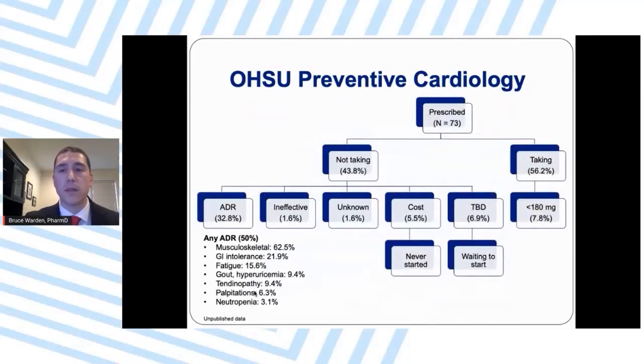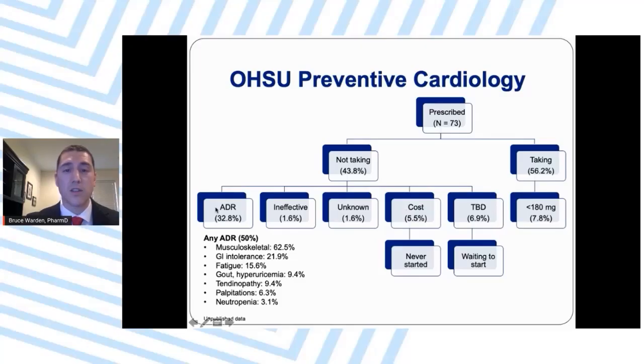If we look at the 73 that were prescribed, there's a few important points that I want to highlight, and that is almost 44% of our patients are currently not on therapy. Now, a portion of these, they're pending. We're waiting for them to get insurance approval or pick up the medication from the pharmacy. Despite our cost-saving measures, a portion of patients weren't able to afford it. We had one loss to follow-up, one where the drug was ineffective, but the vast majority of the reason why patients aren't on therapy is because they discontinue it due to side effects. So almost a third of patients.